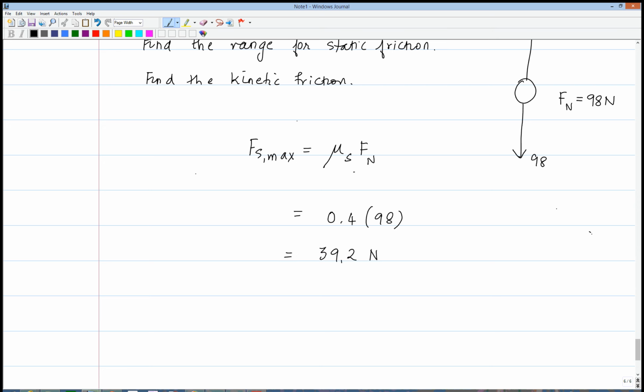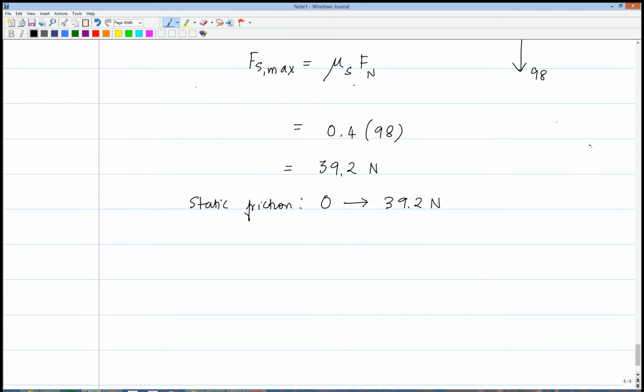39.2 newtons. So the range for static friction is that the static friction ranges from 0 all the way to 39.2 newtons. So that is our range.